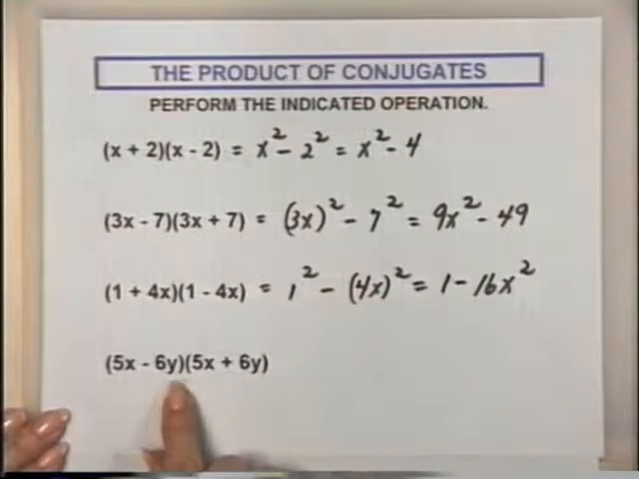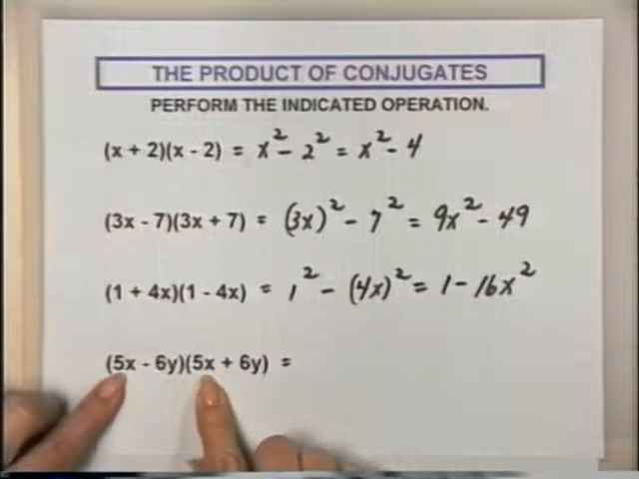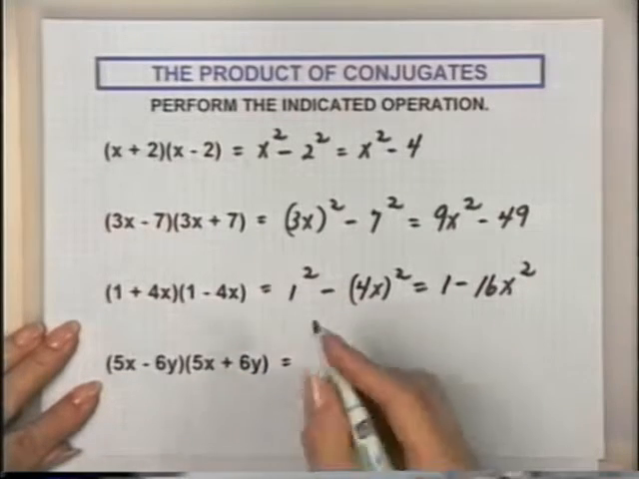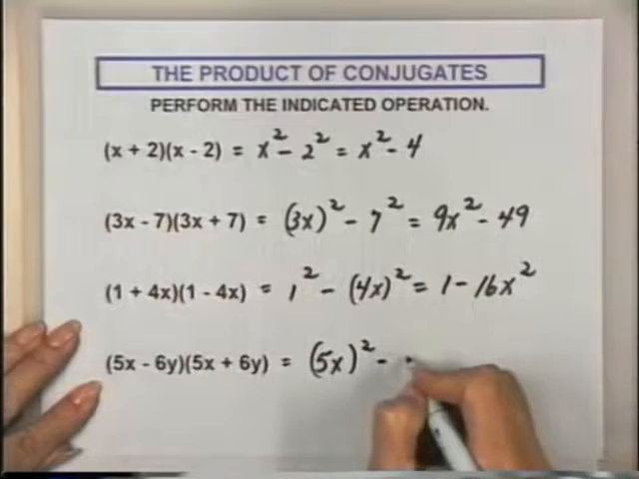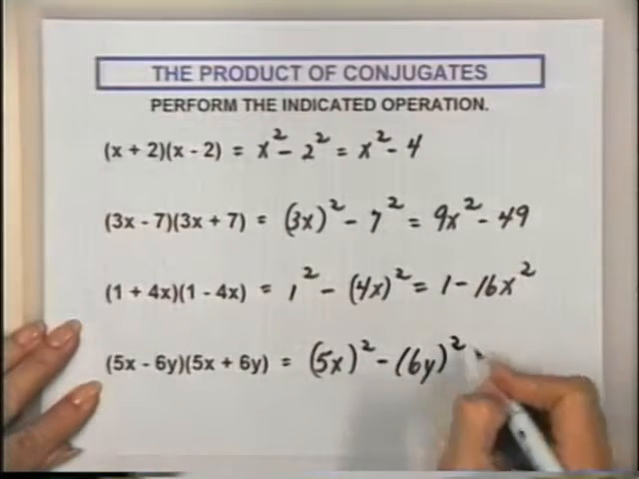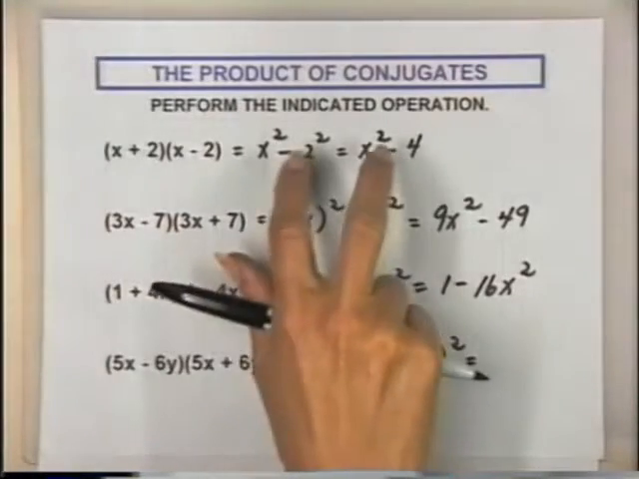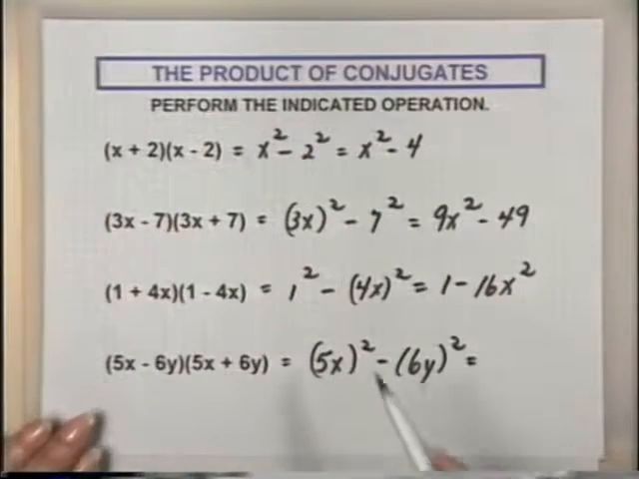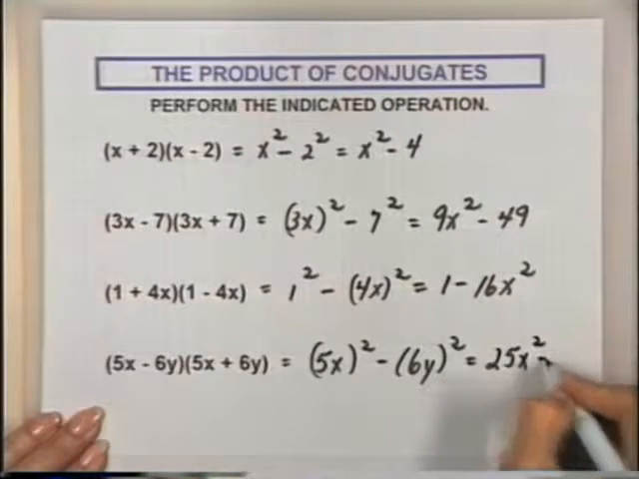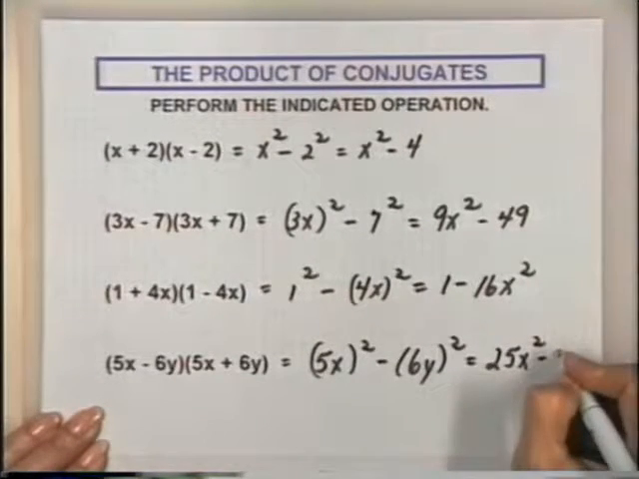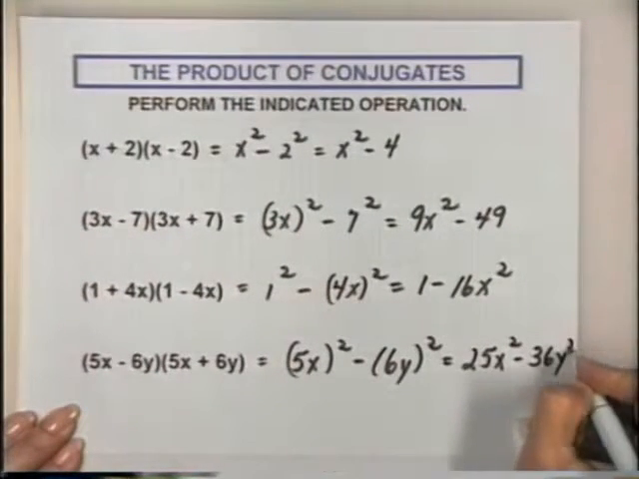5x minus 6y times 5x plus 6y. Same first term, opposite second terms. I will square the first term, subtract the square of the second term. Any time that you can mentally do this second step, I encourage you to do that. 5x squared would be 25x squared. Subtract 6y squared would be 36y squared.